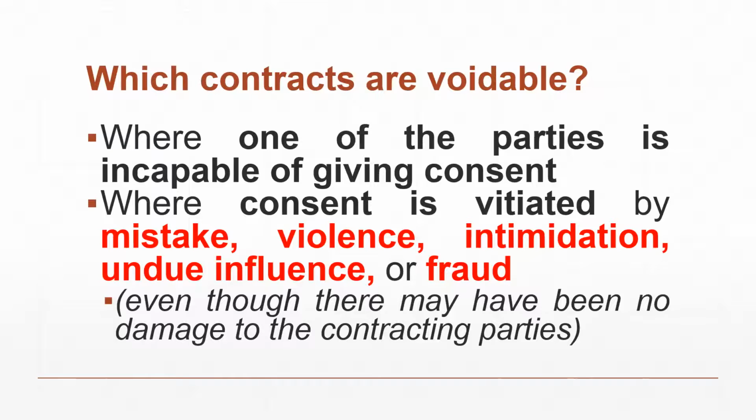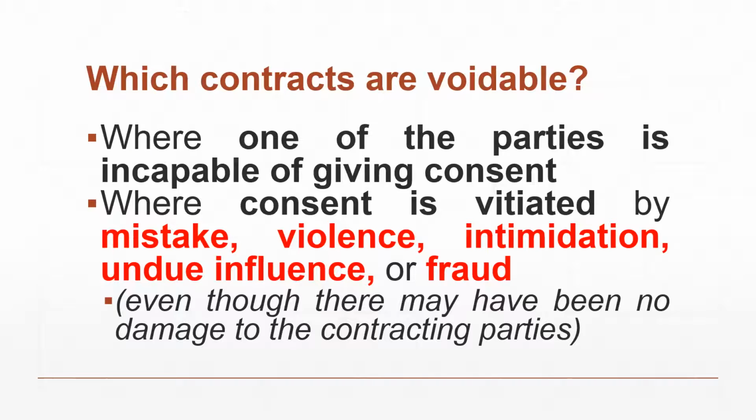A contract is voidable where one of the parties is incapable of giving consent. All right, so that's the first class of voidable contract. One of the parties is a minor, one of the parties is insane, one of the parties is a deaf mute, one of the parties is demented. Merong incapability of giving valid consent.